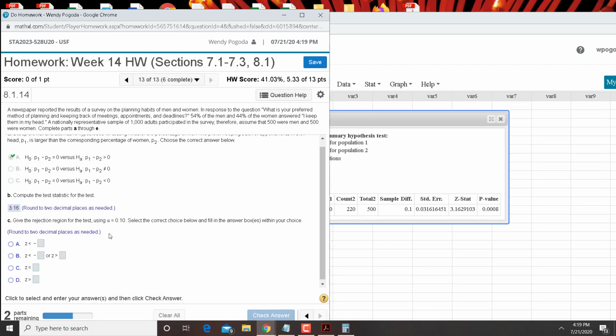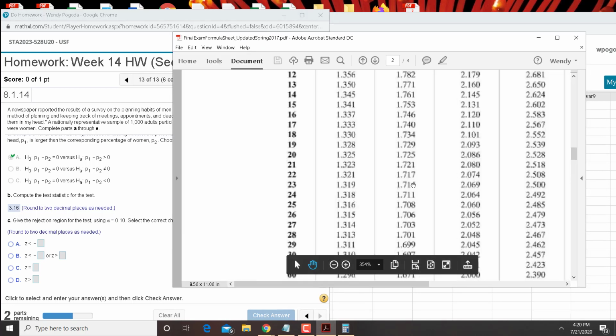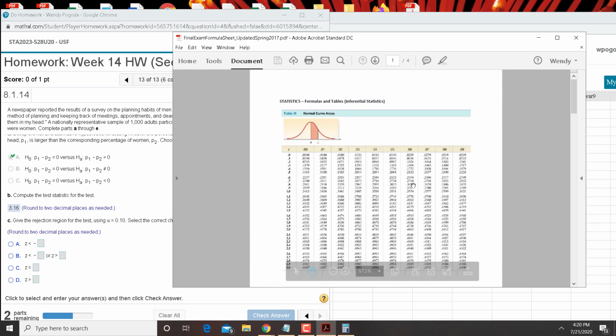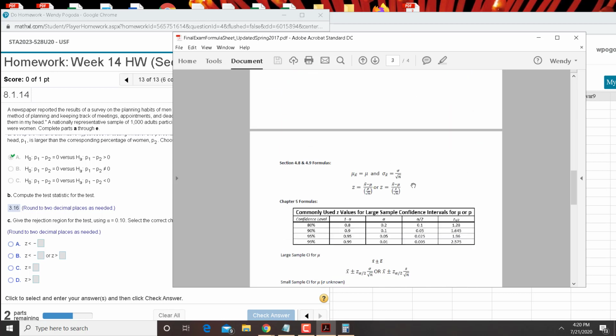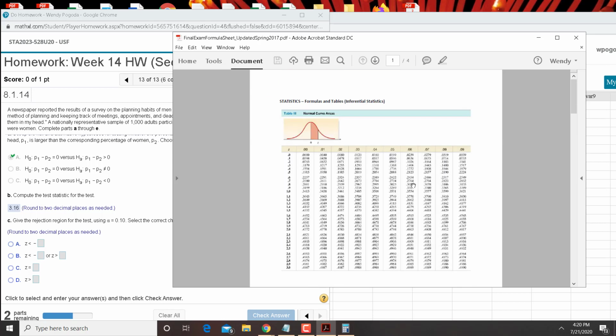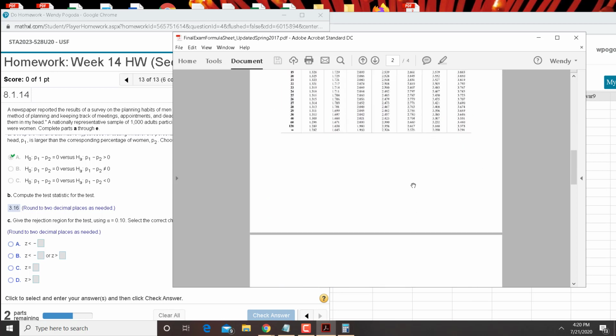It wants us to find the rejection region, so we can use technology for this, or we can just use the final exam formula sheet. The very first page gives our Z table. Really, we don't even need to do it this way. This is a little silly. We could do it this way and find where the area to the right would be 10%, but that's harder than we need to make it.